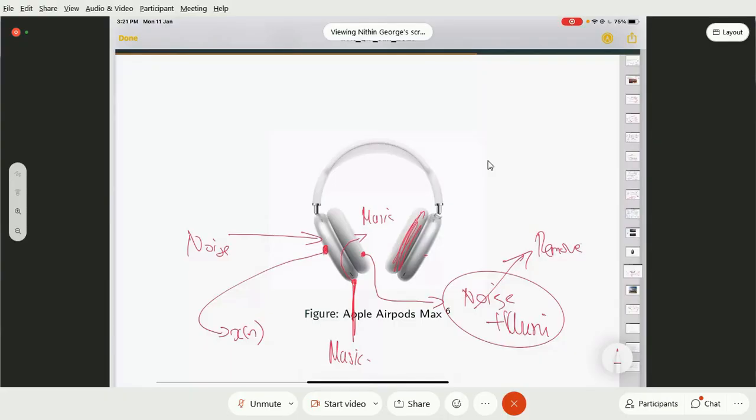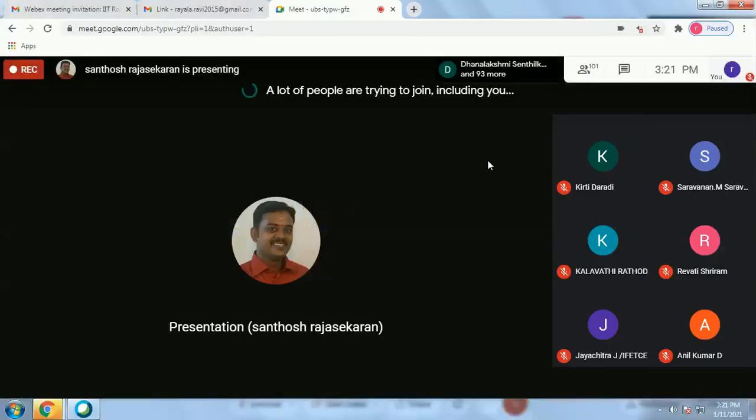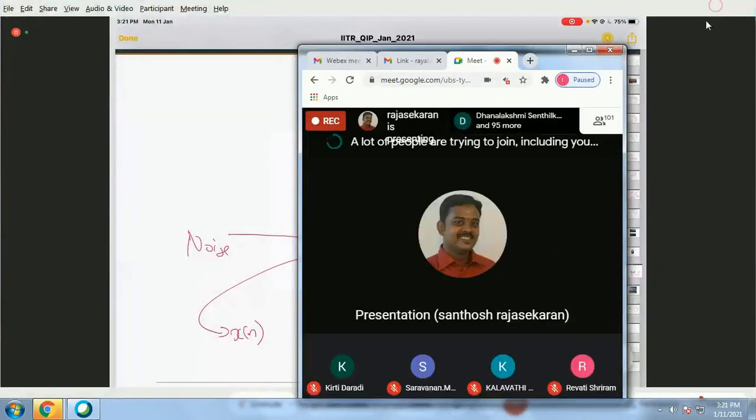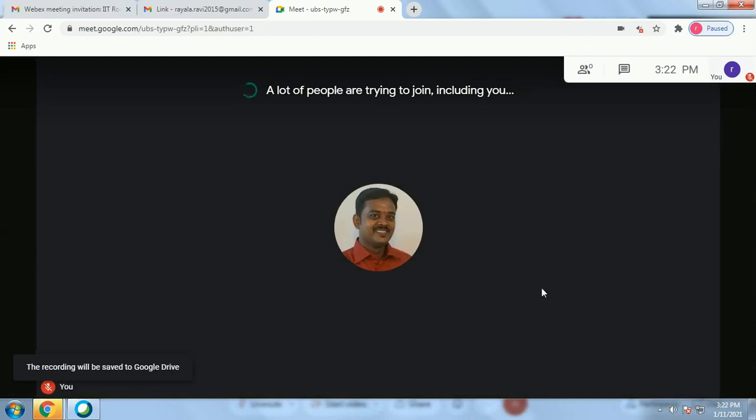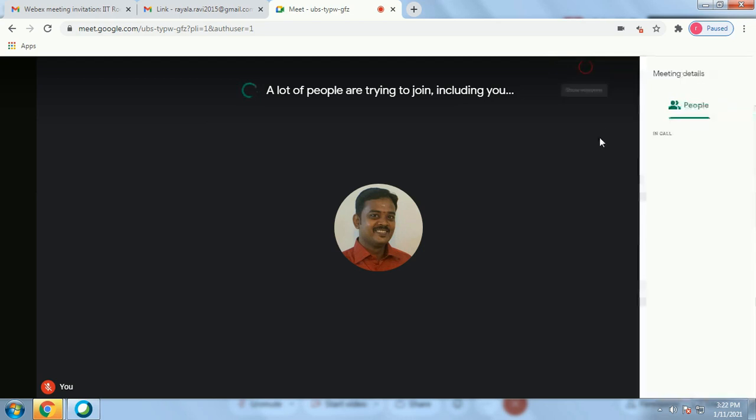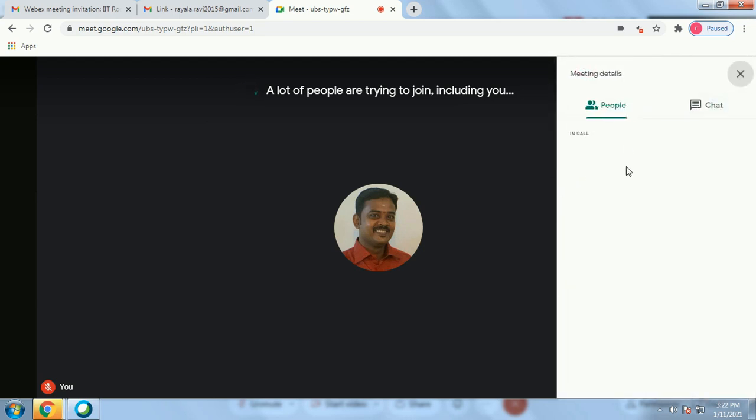So noise cancellation, noise reduction and active noise cancellation are in two different contexts and are implemented in two different domains. But in marketing, you will see that this is noise cancellation, noise reduction. People are getting confused. Noise reduction is not ANC. Noise reduction has a different context. Noise reduction is an algorithmic implementation. It is not active noise cancellation.